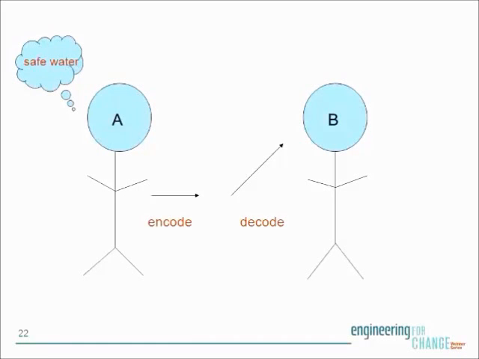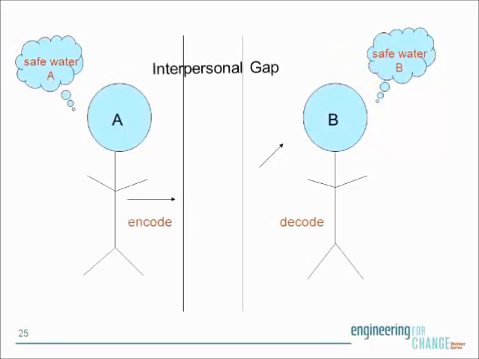This gets pretty problematic quite quickly. As you can see, there's a lot of room for interpretation. As this process is happening, person A is talking about their idea of safe water, and person B is then creating another idea of safe water. What we really see happening, regardless of cultural context, is this interpersonal gap, which is basically the area for interpretation, and it's where assumptions feed in.